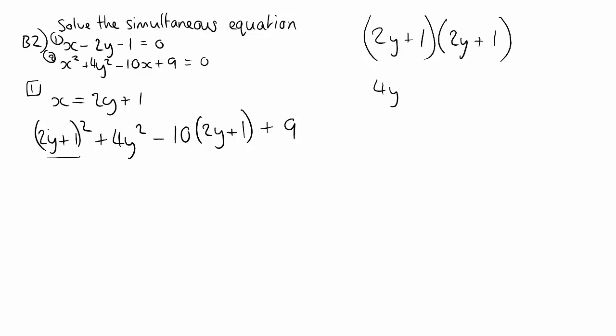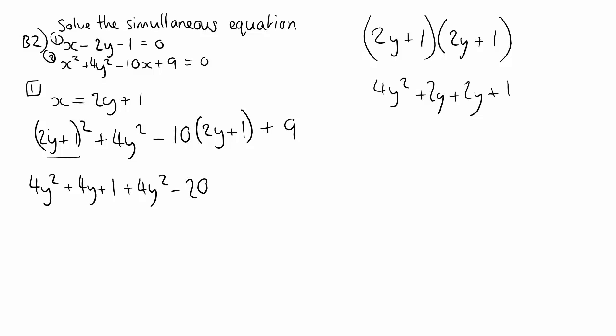Okay, so that's 4y squared, add 2y, add 2y, add 1. So let's rewrite that down here, 4y squared, add 4y, add 1. Let's continue the equation, add 4y squared, minus 20y, minus 10, add 9. Okay, let's collect these terms. So we've got 8y squared there, and we have minus 16y. The numbers cancel out. This all equals 0.